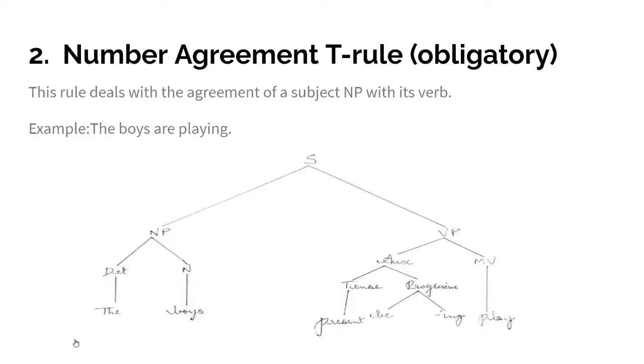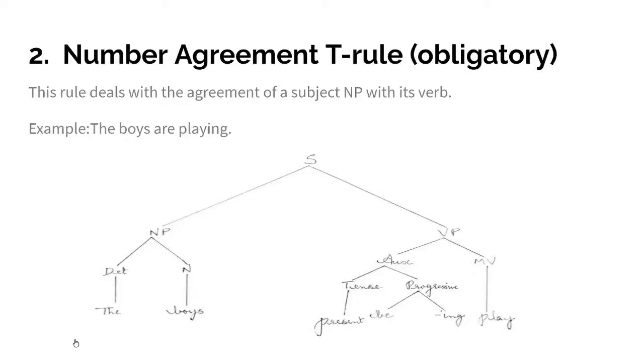Now coming to the second obligatory rule, which is the number agreement T rule. As you know, an NP should always agree with the verb. The subject NP should always agree with the verb. So this rule deals with the agreement of a subject NP with its verb. Example: the boys are playing. Now let's look at how to rewrite the sentence.